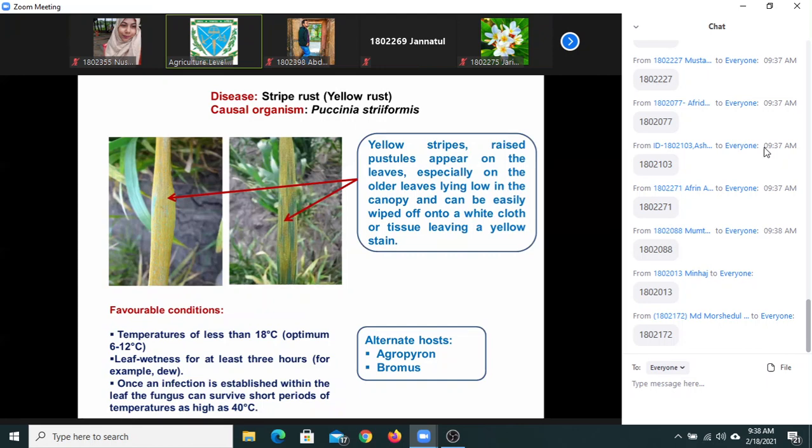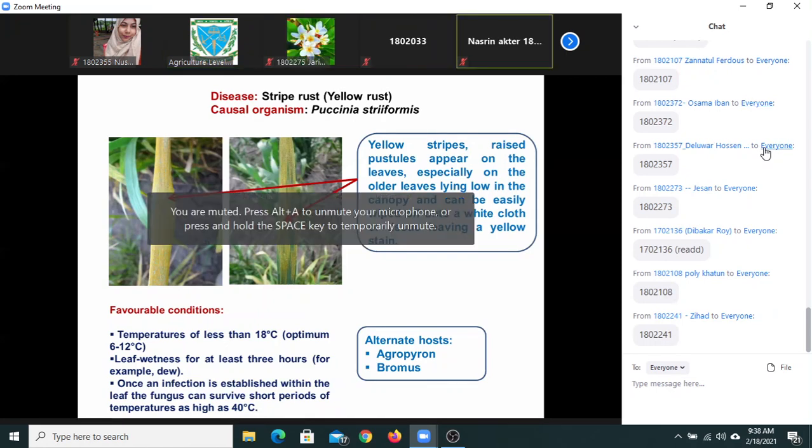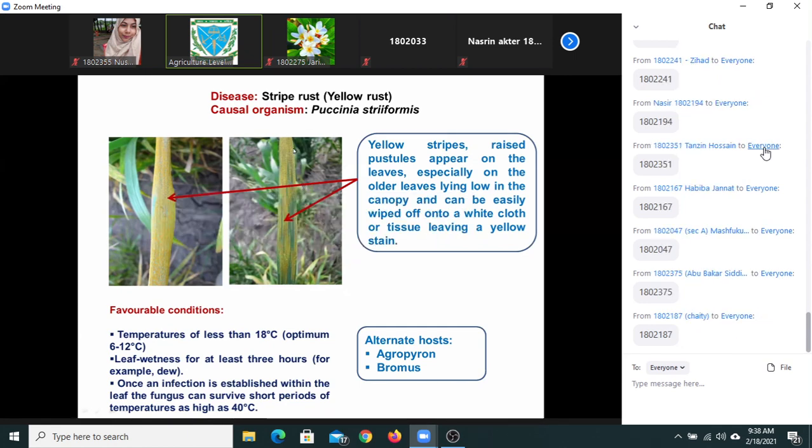So yellow or stripe rust caused by Puccinia striiformis is an obligate parasite. In absence of the host, this pathogen can survive. And you see here, this is the yellow stripe, the pustule. Usually low temperature, as you know, even in our country, wheat is usually grown in the winter. So this type of temperature is very important, less than 18 degrees centigrade, especially at night. And leaf wetness due to dew. If dew deposits on the leaf surface, you can easily see the leaves become wet. Once the infection is established, the pathogen can survive even at high temperature. So these are the things.